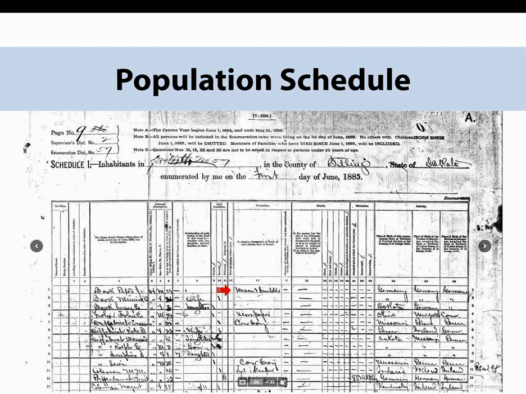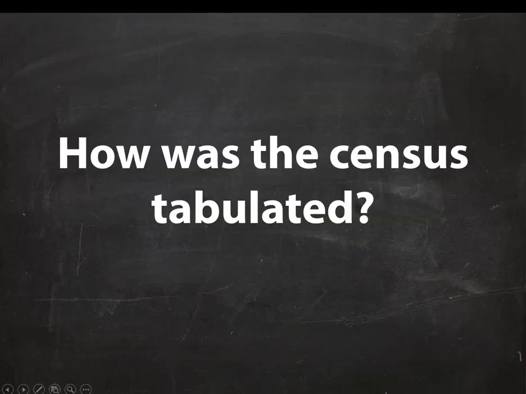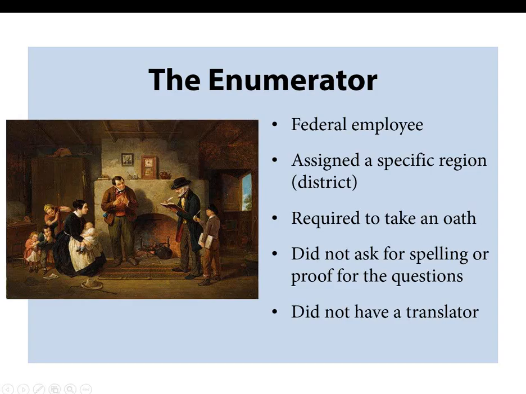So if this was your ancestor and you wanted to see if he was on the agricultural schedule, so if we're doing it the other way around, you need to think about how the schedule is created, how each of these schedules are created, how the census is taken. And really the important thing to remember is that it's done by a person, a person coming to the door and asking particular questions. So the enumerator is a federal employee. They're given a specific region or district that they're going to canvass.